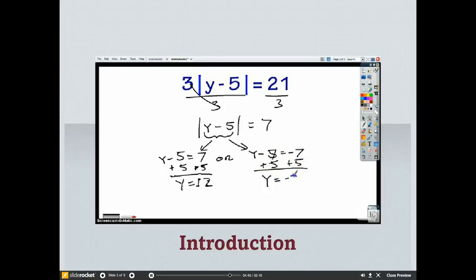Over here, y equals negative 2. So I get positive 12 or negative 2. And if I again go back and check, 12 minus 5 is 7. Absolute value of 7 is 7, times 3 is 21. Take my other answer, y equals negative 2. Negative 2 minus 5 is negative 7. Absolute value of negative 7 is 7, and 7 times 3 is 21. And so that's how we incorporate absolute value into the solving of equations.